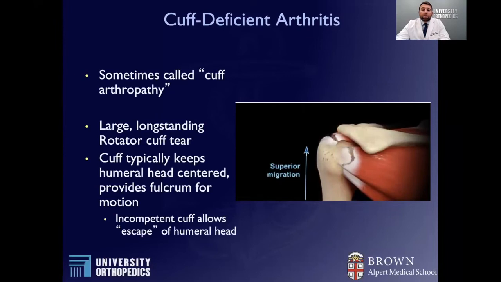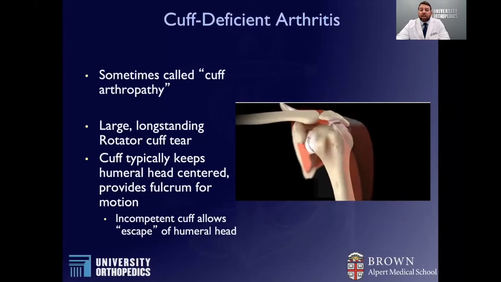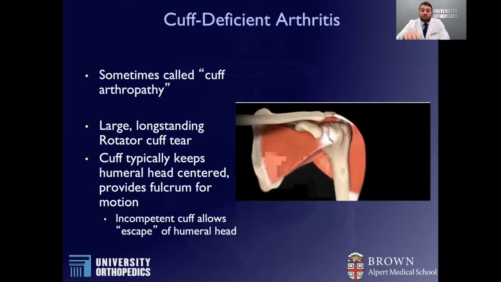We call that superior migration, where instead of the ball being lined right up with the center of the socket, it now moves up and starts grinding on the underside of that bone called the acromion, and it's not lined up with the socket anymore. And so that causes pain, dysfunction, and weakness. Because the incompetent rotator cuff is no longer holding the ball in the socket, the humeral head can escape out of the socket and start rubbing on other bones. And this is not uncommon as patients get older.